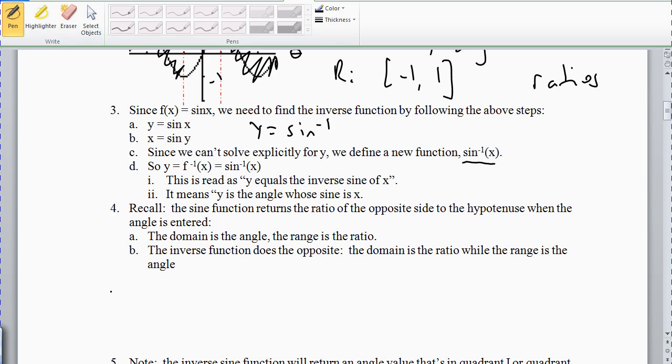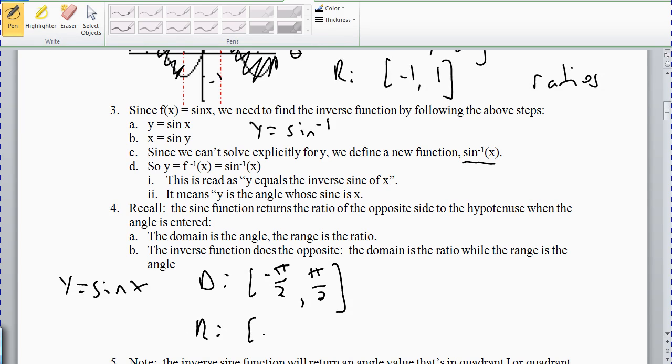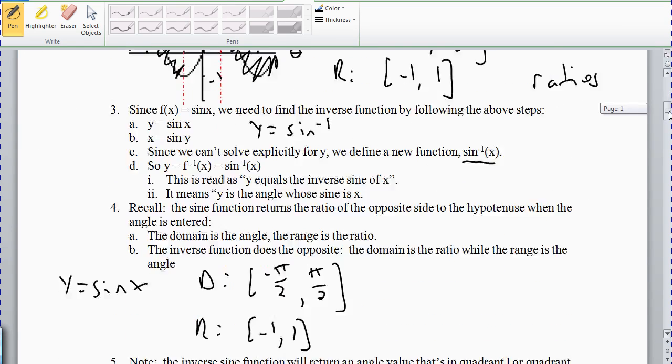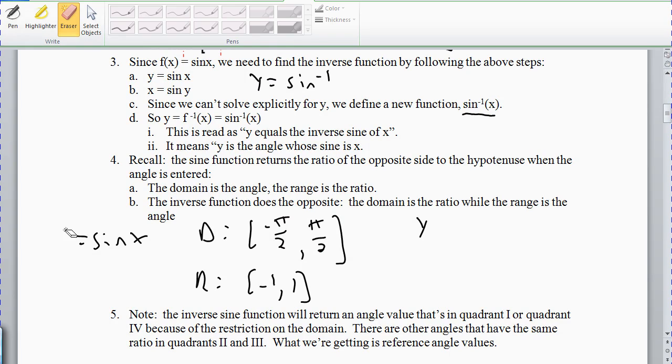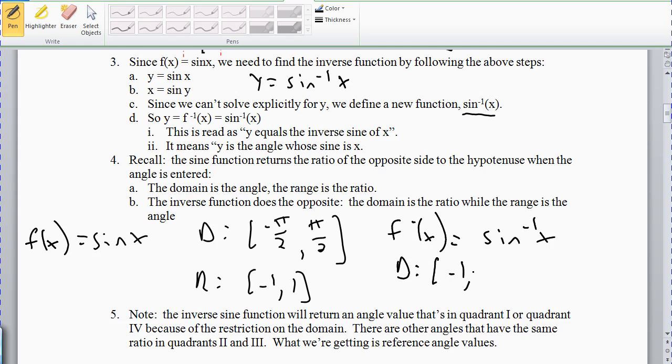For y equals sine x, we have the domain, which we restricted from negative pi halves to pi halves to make it one-to-one, and the range is negative 1 to 1. That's what I have up here. Now let's use the correct notation. For the inverse sine of x, the domain flips and becomes negative 1 to 1, and the range becomes negative pi halves to pi halves. And once again, the domain was our angles, and the range was our ratios.